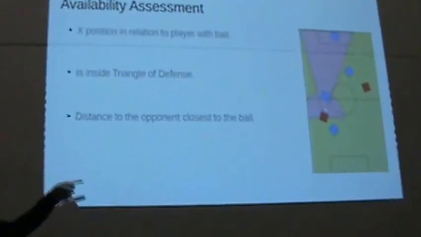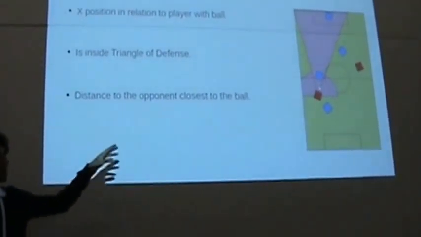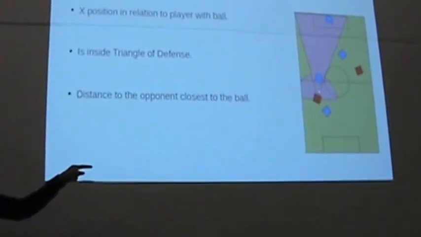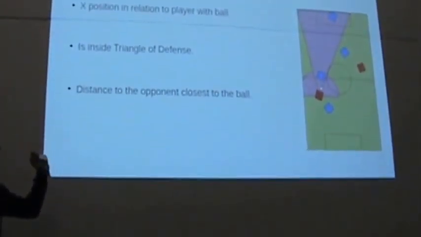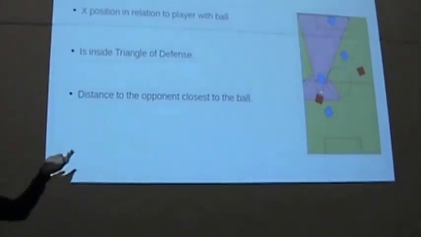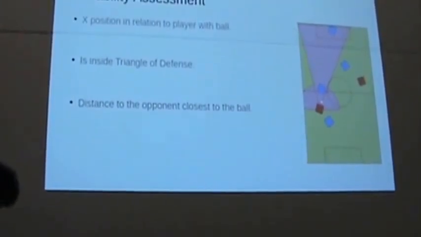We check if it is inside the triangle of defense of the player with the ball, because players inside the triangle of defense should remain there to mark the player with the ball to avoid him actually scoring. And we check the distance to the opponent with the ball for the same reason as well.